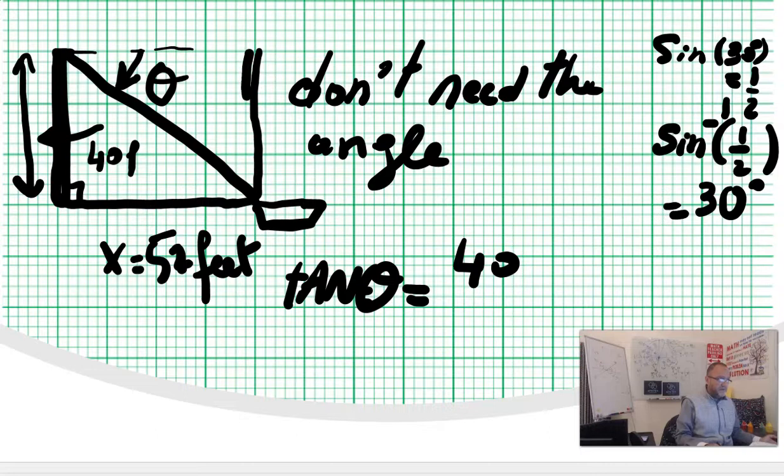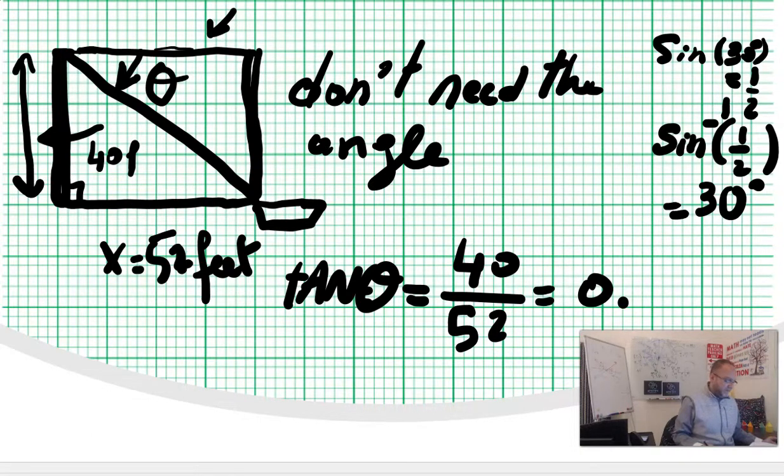This is your opposite, right? 40, the reflection on that vertical line, divided by what? By 52. This is the adjacent right here, the reflection here, 52. And if we do the math, 40 divided by 52 is something around 0.76. So I have a 0.76, and this is of course less than 1, so that's perfect.